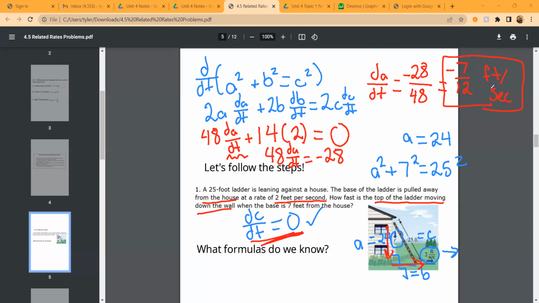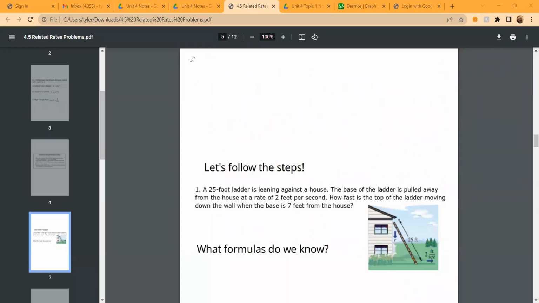I think if you were to show this and label your diagram, you would be fine. I don't think you'd have to worry about writing, like there's not really a given time, like as the base is 7 feet from the house. You could say something along those lines, but I think if you just solve like this, we're okay. All right, let's move on to the next one.